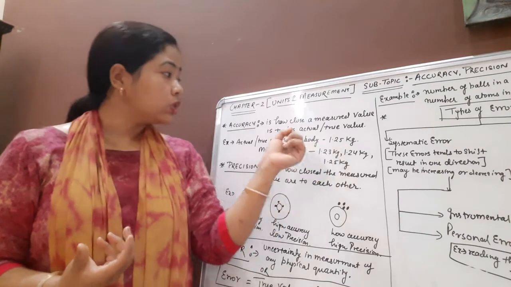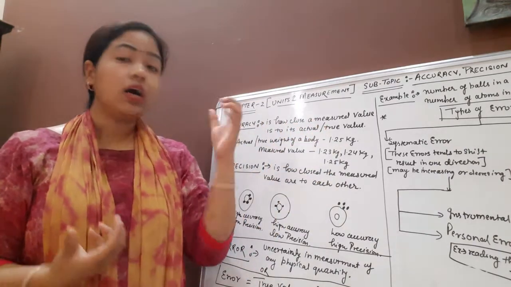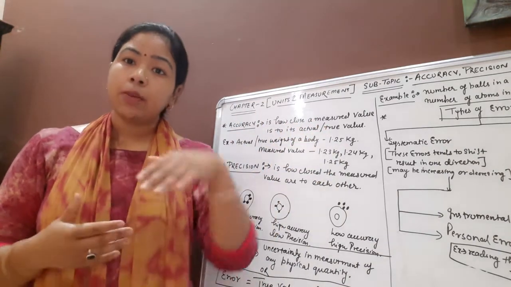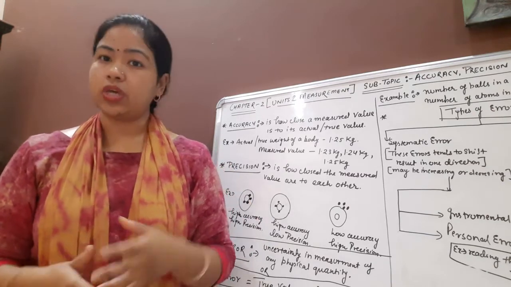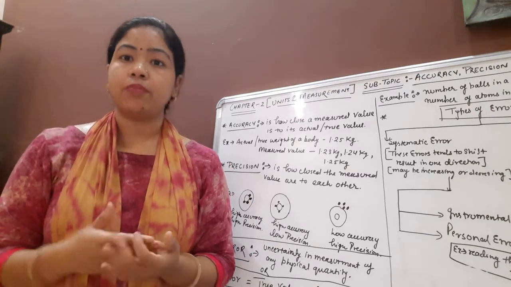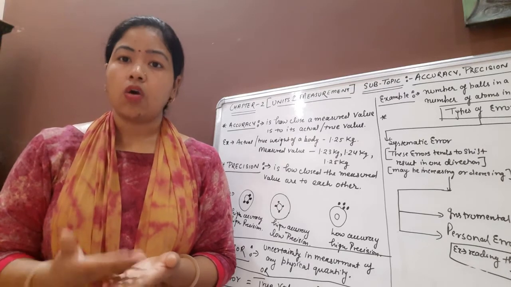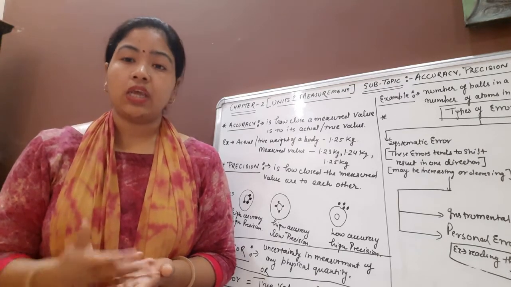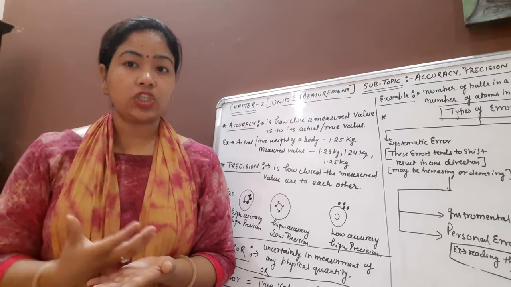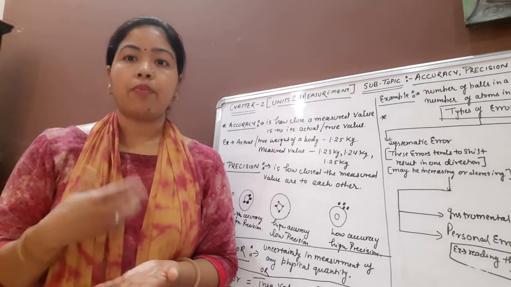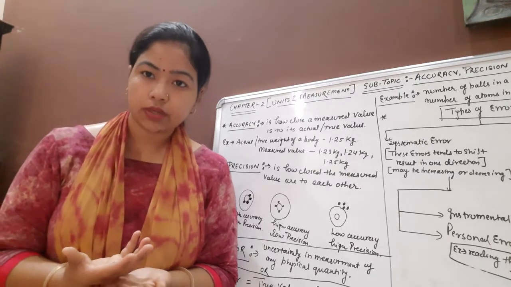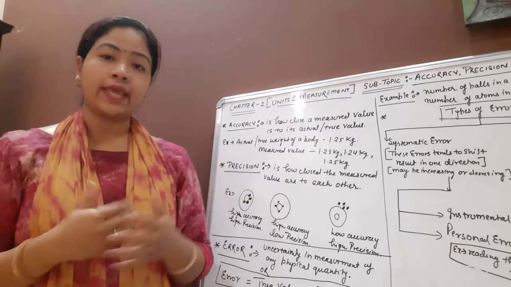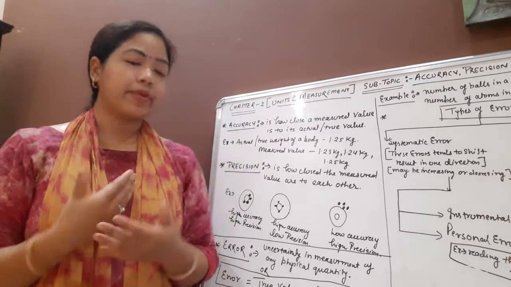So children, this tells us about accuracy. If the measured value is very close to the actual or true value of the physical quantity, then that measurement is said to be very accurate, or approximately accurate. Next, we will discuss precision.